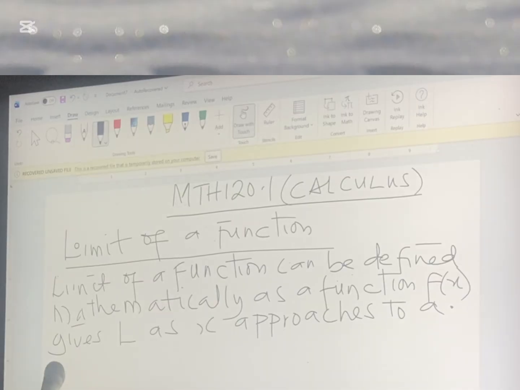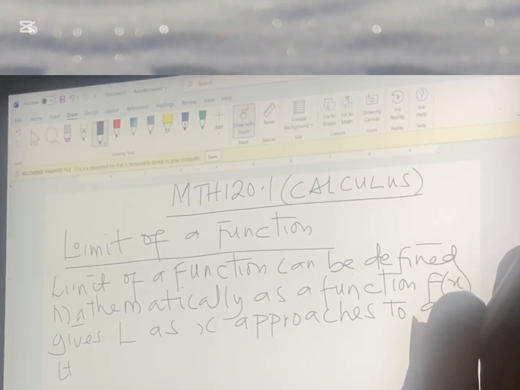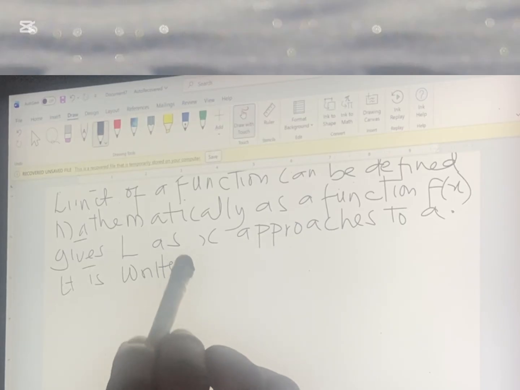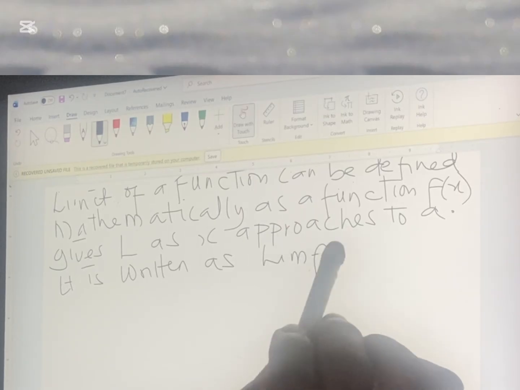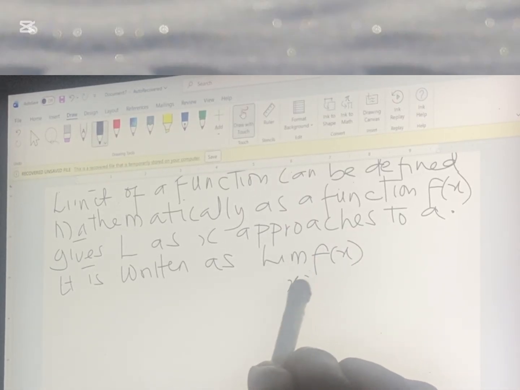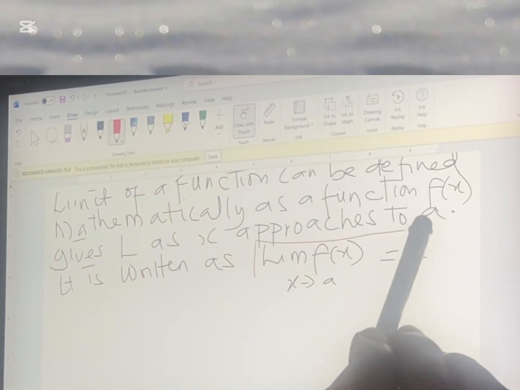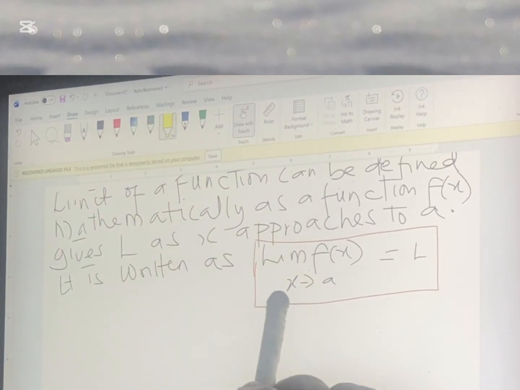It is written as: limit of f of s as s tends to a is equal to L. This is the mathematical definition of limit. Okay, so what does it mean here when we say s tends to a?